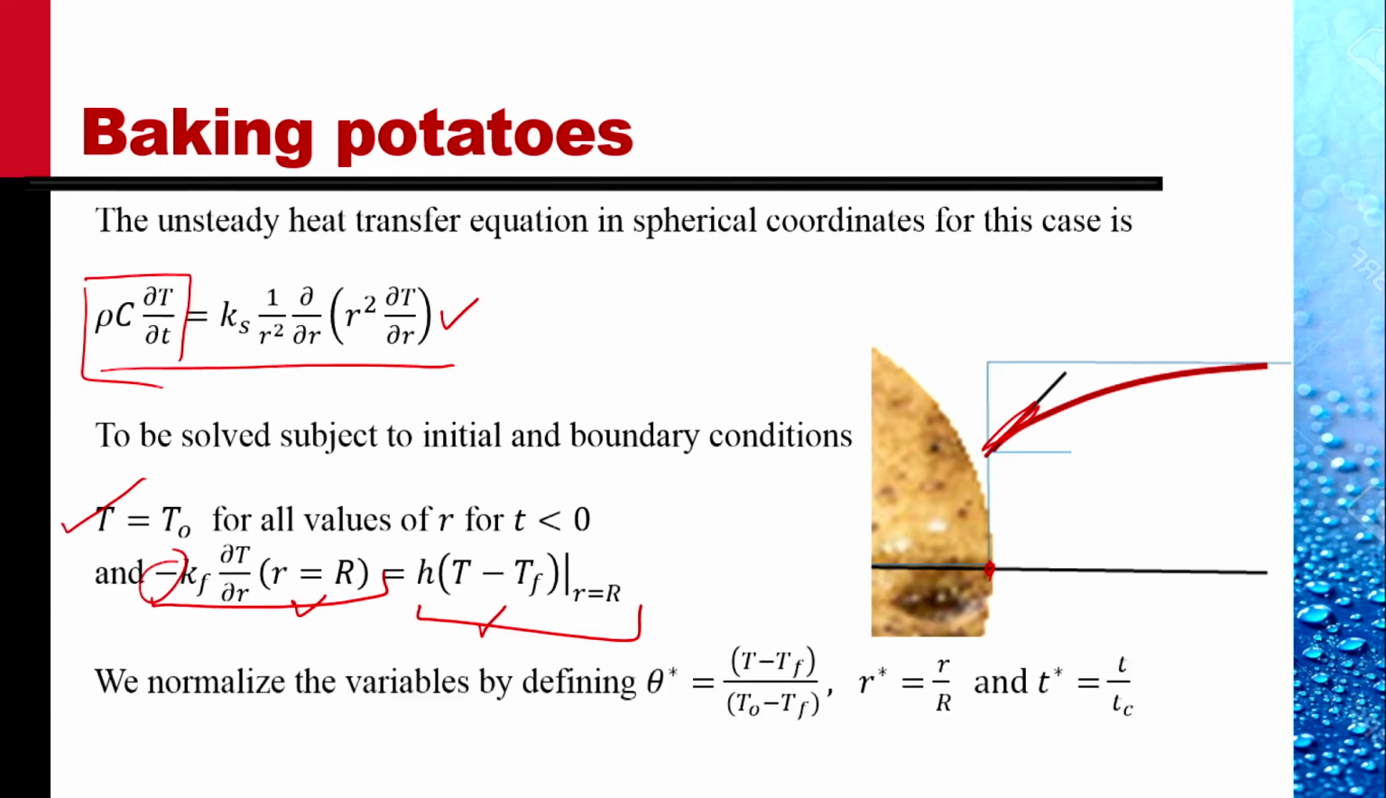We normalize the variables by defining a normalized temperature difference, theta star, equal to T minus T reference, which we choose as Tf, divided by T naught minus Tf, the initial temperature difference, the characteristic temperature difference. And R star is equal to R by capital R, and tau star is t by tc, a characteristic time. As yet unknown, we will try to determine what the tc should be from the equations.